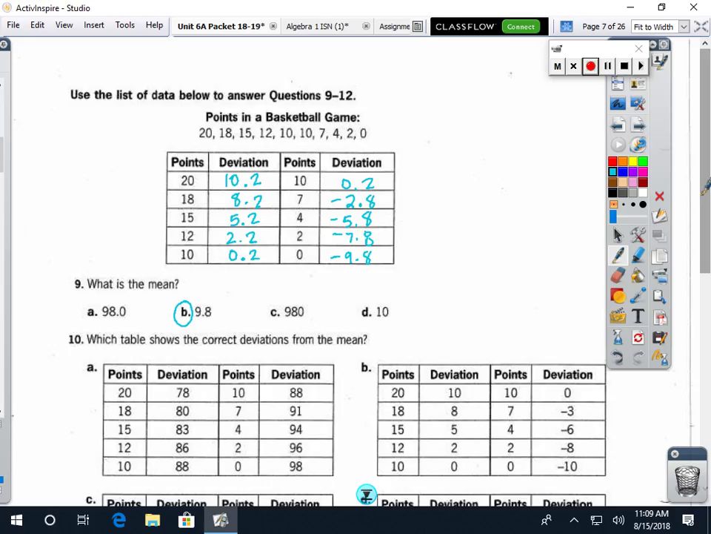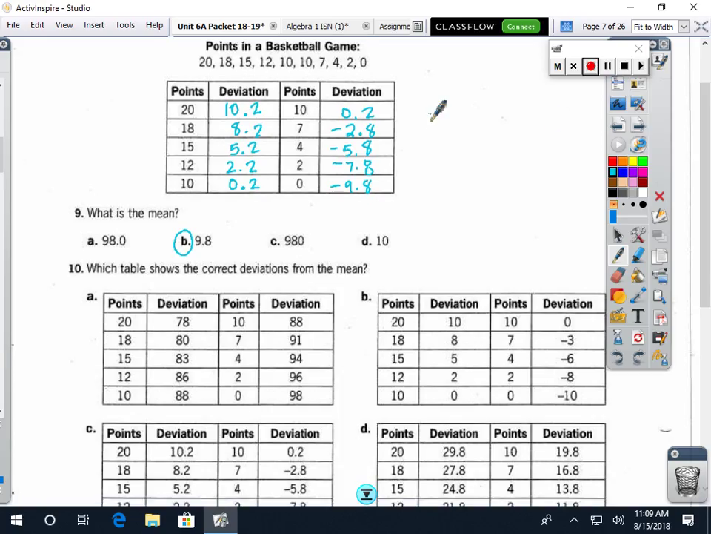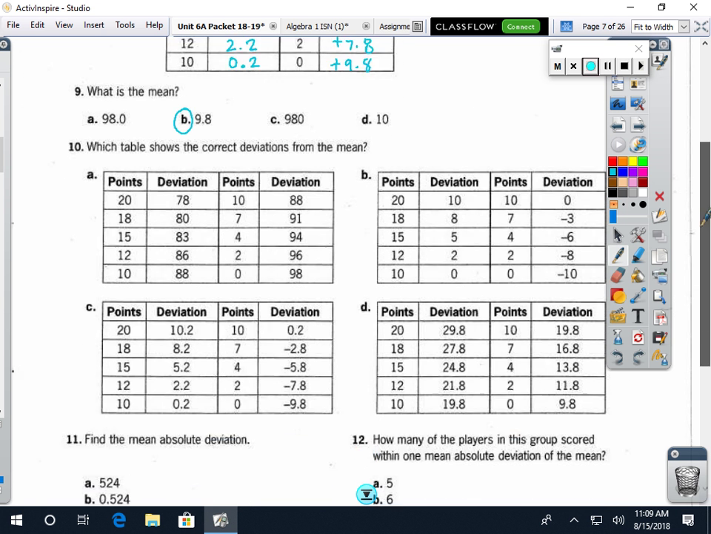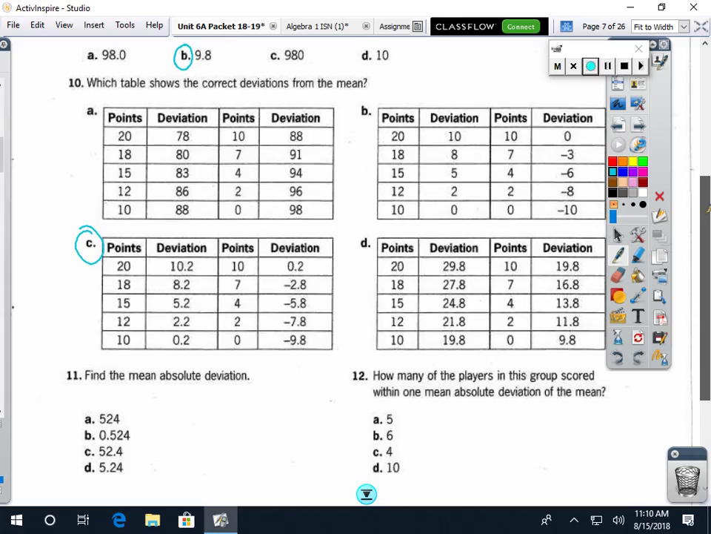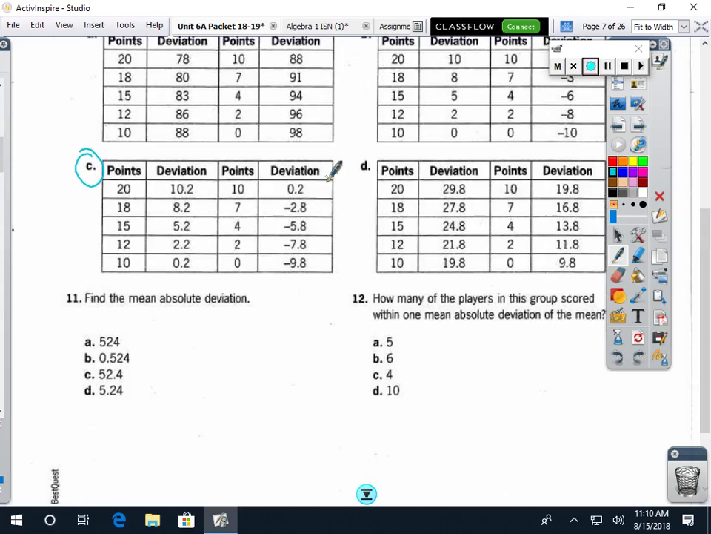Now, to find the actual mean absolute deviation, you have to do the absolute value of all the numbers, which means all of them become positive. Now, before you did that, which table did it match down here? C. Okay, so now to find the mean absolute deviation, you've now changed these to absolute deviations by making them positive, and now you should have averaged those deviations. So you added up these 10 numbers and divided by 10, and what did you get? 5.24.